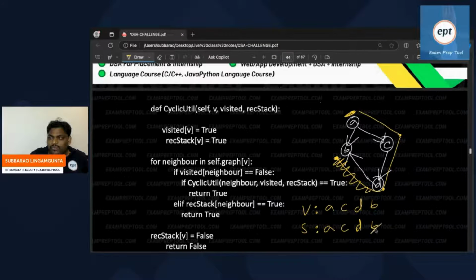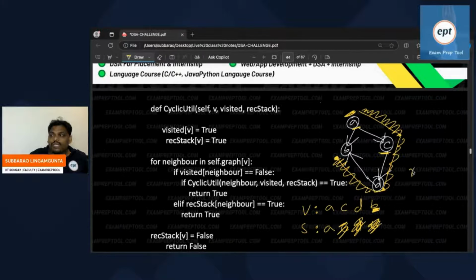Backtrack means pop. Now, D adjacent also no one. So backtrack. D also pop. C adjacent also no one. Backtrack. So C also popped out. Next one. A adjacent is previously I went C. Now I want to go to B. But B already widgeted, but it is not there in the stack.